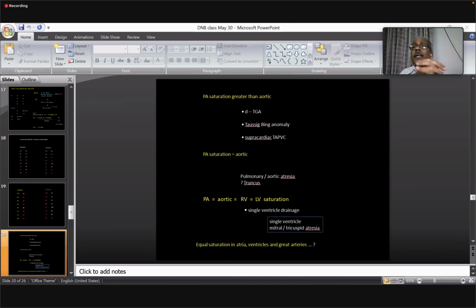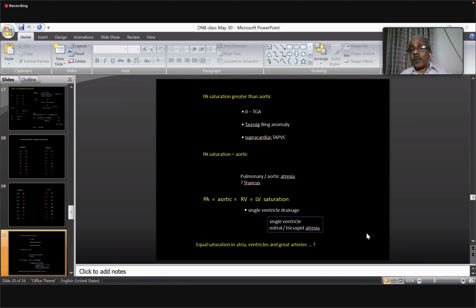More than 1.5 drainage can be taken as single ventricle physiology. So it may not be, but you can tell that as an answer. It is a univentricular physiology. Commonest is tricuspid atresia. Then you can take single ventricle of different types. Mitral atresia rare. Then equal saturation in atria, ventricles, and great arteries. That is TAPVC. Okay, I will have the last slide.